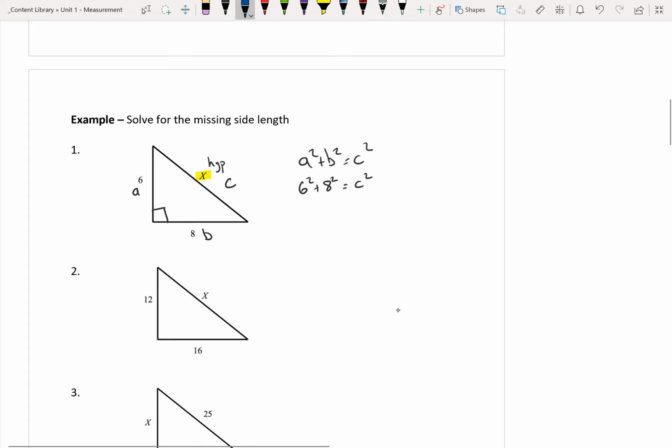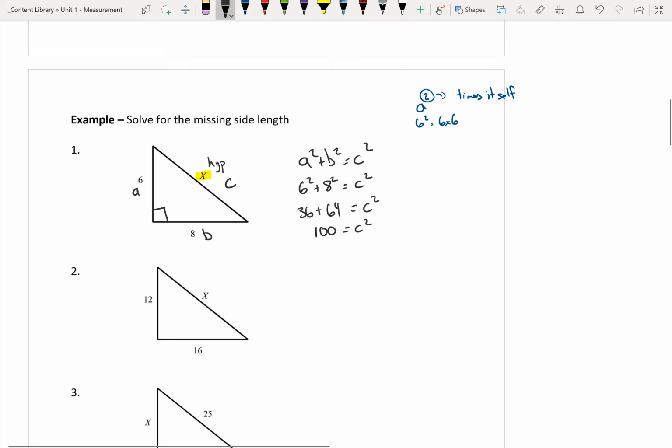Now remember, any number that's squared, that means times itself. So for example, 6 squared is the same as 6 times 6. So 6 times 6 is 36, plus 8 times 8, or 8 squared, which is 64, will equal C squared. That works out to 100 equals C squared.